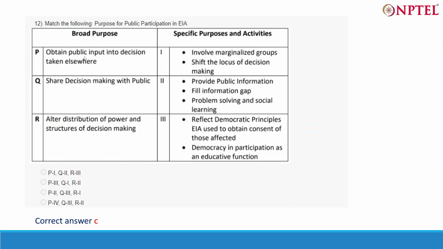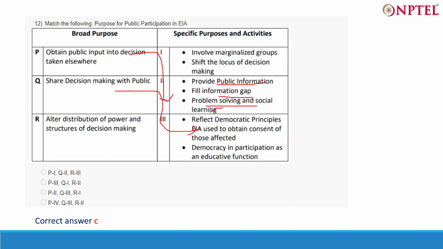Okay. So obtain public input into decisions taken elsewhere. There is a broad purpose, then we have to identify the specific purpose or activities. So this is basically providing public information, filling information gaps, problem solving, and social learning. So this is actually shared decision making with the public, which reflects democratic principles because you are sharing decision making with the public.